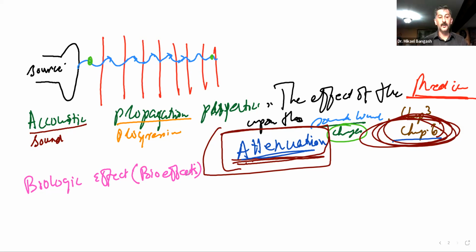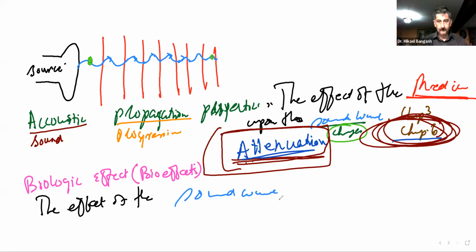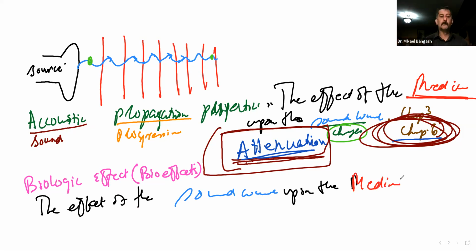So what is a bioeffect or biologic effect? It's just the opposite of an acoustic propagation property, which mainly will mean the effect of the sound wave upon the medium. Now, what would that mean? That would mainly mean what happens as the sound wave travels through the medium.